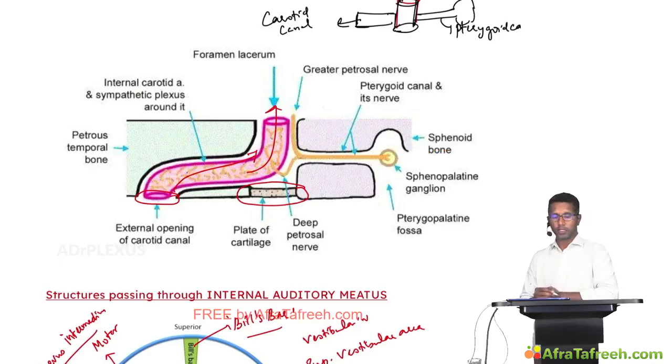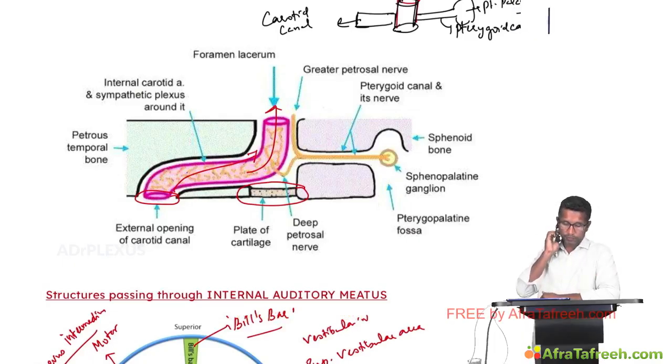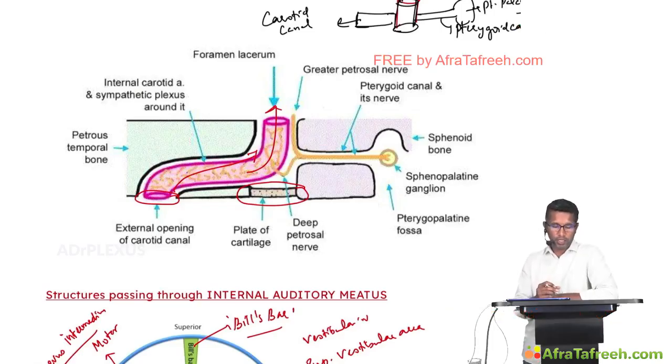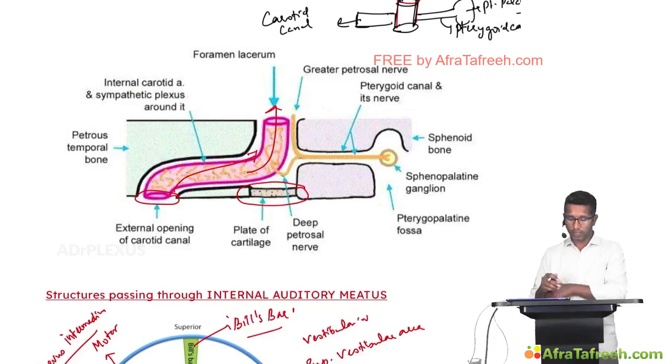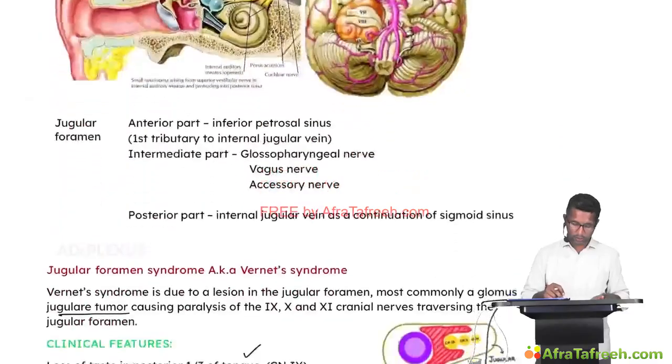pterygopalatine fossa. We will discuss that later, but just to have an understanding: the pterygoid canal is related to the anterior wall of the foramen lacerum, and to the posterior wall of the foramen lacerum, the carotid canal is related. So these are all the important take-home points from this teaching.